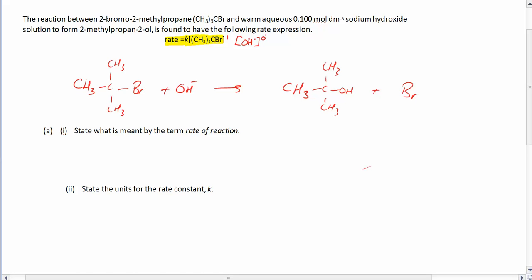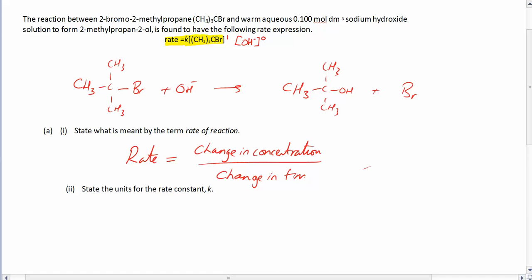State what is meant by the term rate of reaction. Well, don't just talk about speed or how fast a reaction goes. That's not really what we're talking about. We're talking about the change in concentration with time, over the change in time. Something like that.